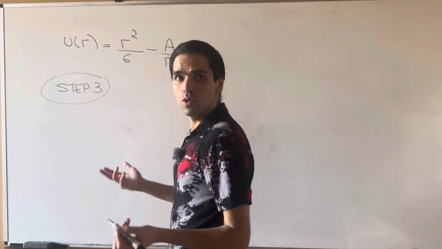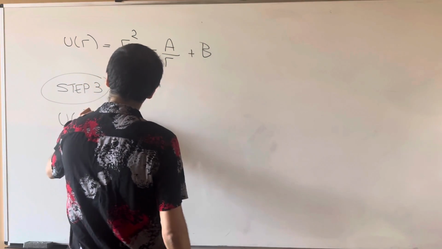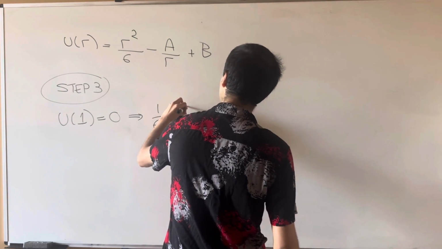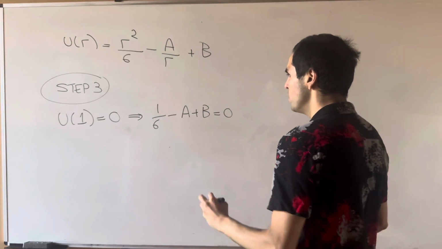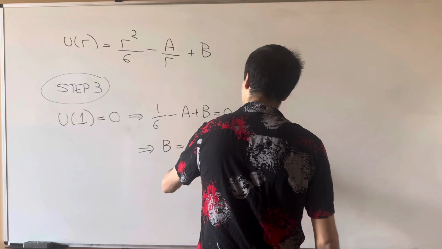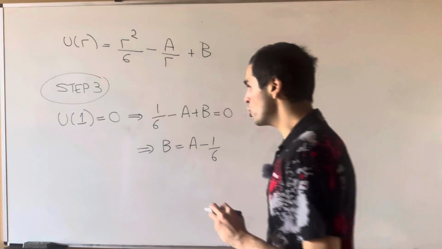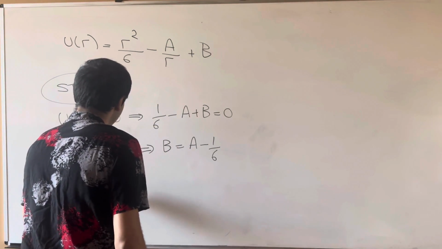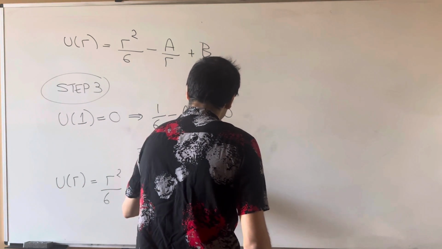So first of all, use the fact that u of 1 is 0, because u is 0 on the sphere of radius 1. So that gives you 1/6 minus a over 1 plus b is 0, which then gives you b is a minus 1/6. And in particular, we have u now just in terms of a, because u of r is r squared over 6 minus a over r plus a minus 1/6.